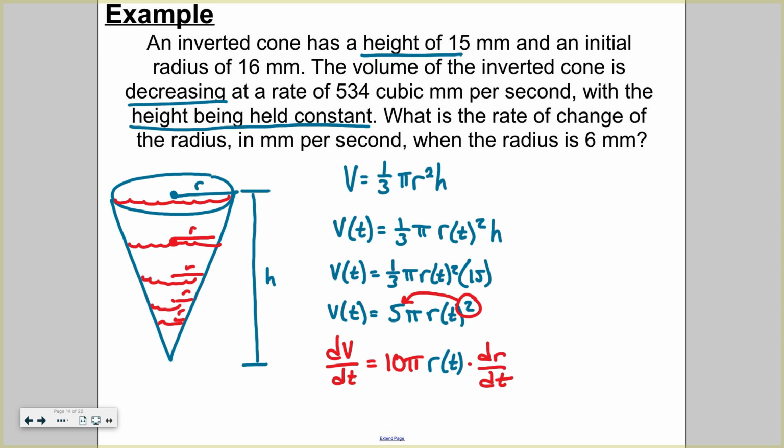Alright, so then we have 3 variables, dV over dt, r of t, and I've run out of room, so I'm going to have to write it over here, dr over dt. Alright, so we're told that the volume of the inverted cone is decreasing at a rate of 534 cubic millimeters per second. So dV/dt is going to be negative 534. We are told that the radius is 6, and we want to find the change in radius.